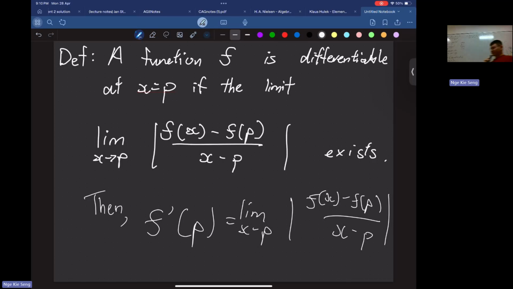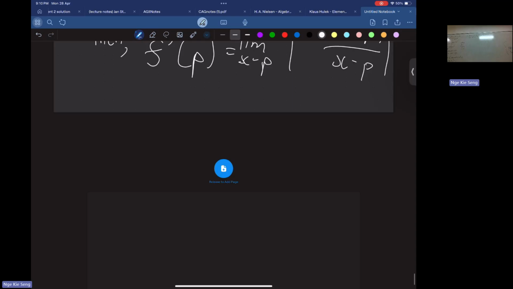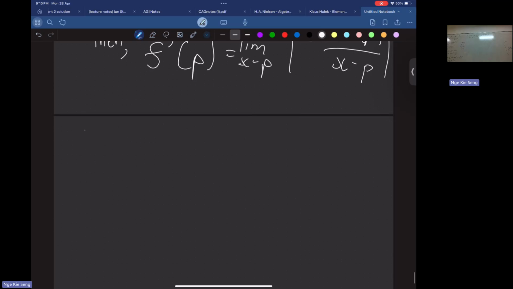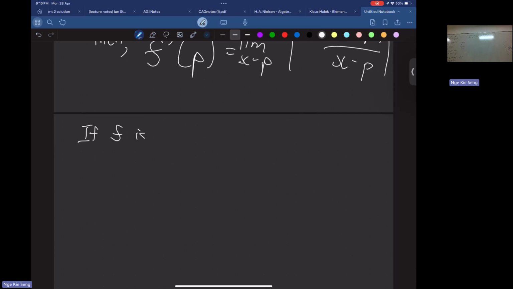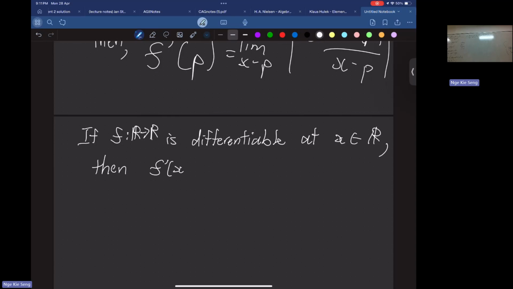Okay, let me write more. If f is differentiable at x in the domain, and let's say this function is from R to R, differentiable at x in R, then f prime from R to R exists.